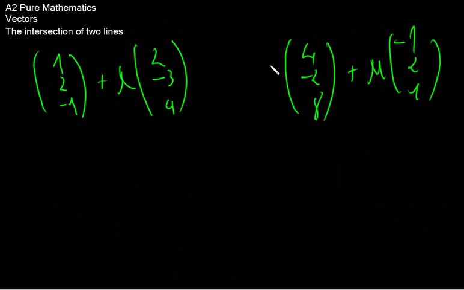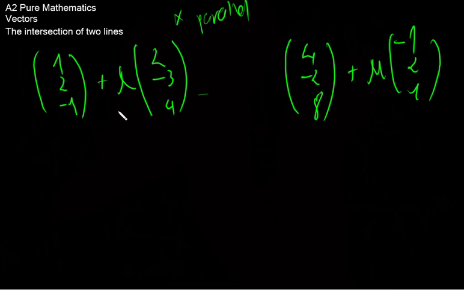Now let's say we have these two lines. Here we know that these two are not parallel. This is 2, minus 3, 4, and this is minus 1, 2, 1. These two cannot be reduced and they are not equal, so these two lines are definitely not parallel. So they can either be skew or they can intersect. Now if they intersect, we know that there's one point where these two meet.